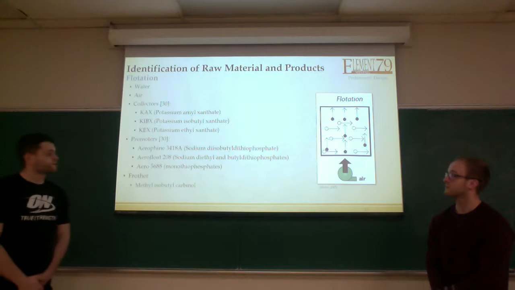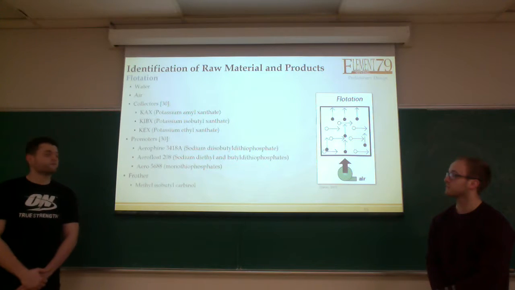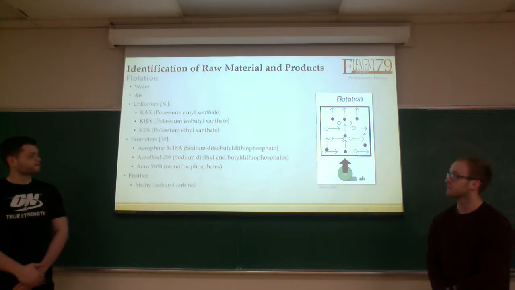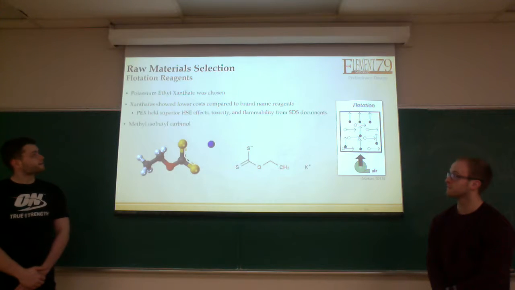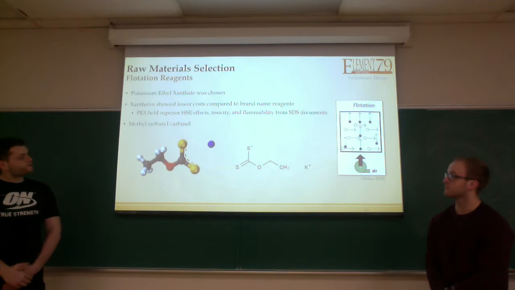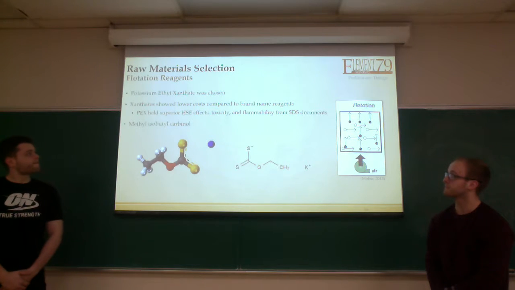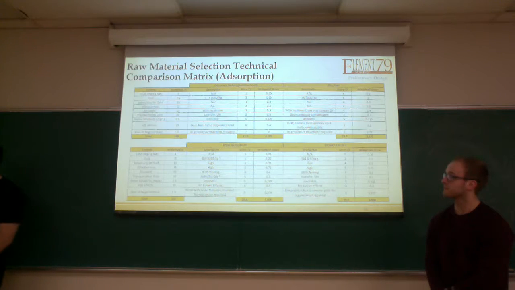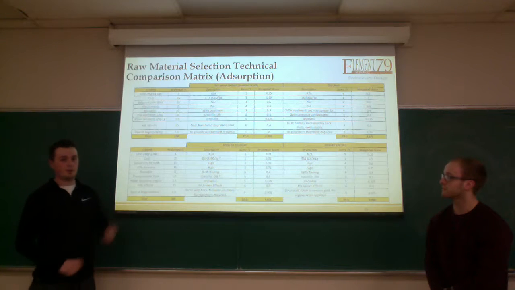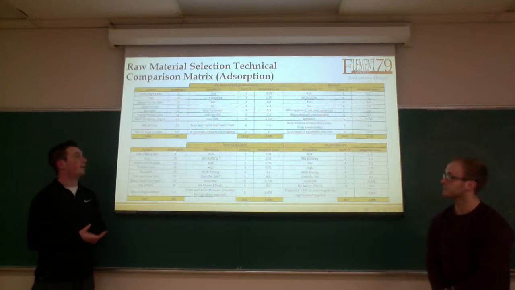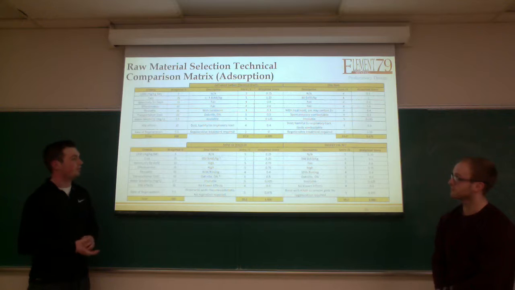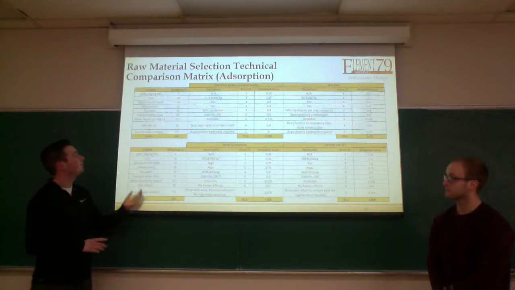For raw materials in flotation, there are many, but the main ones are collectors. We decided to go with potassium methyl as the collector. It's lower cost compared to other brand name reagents. And as you can see here, we have our comparison matrix that we used to determine the materials we use for our different routes.